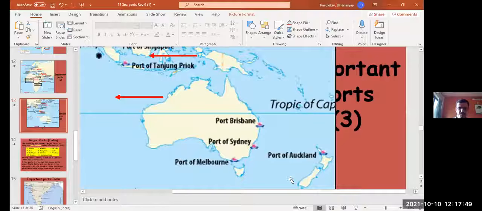Port of Melbourne. Okay. Port of Auckland. Auckland comes in New Zealand, but you can write it like this, it will work. Then Port of Sydney. And Port Brisbane. Those who follow cricket, have you heard MCG and SCG? Yes, sir. Melbourne, yes. Cricket ground. Sydney, yes. Cricket ground. All right.